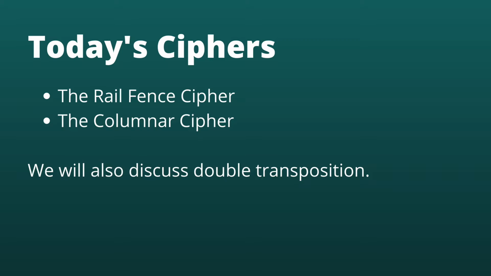Welcome to Codemaking and Codebreaking, a series of programs in which we look at codes and ciphers, explain how they work and how you can crack them. In this episode, we will be discussing transposition ciphers and looking at two examples, the rail fence and the columnar transposition ciphers. But first we need to define our terms.